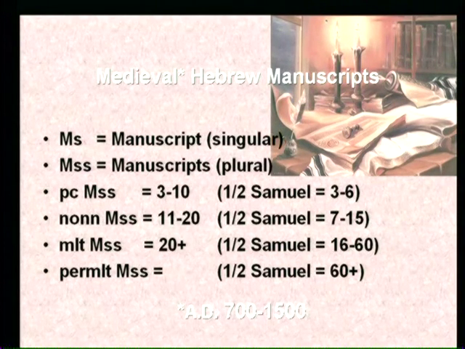These statistics, these abbreviations are given in the introduction, the preface to your Hebrew Bible. You'll go through the various prefaces and prolegomena, and you come to a list of signs and symbols. And when you look under the listing for MS and MSS, it will tell you how many manuscripts are represented by these notations.